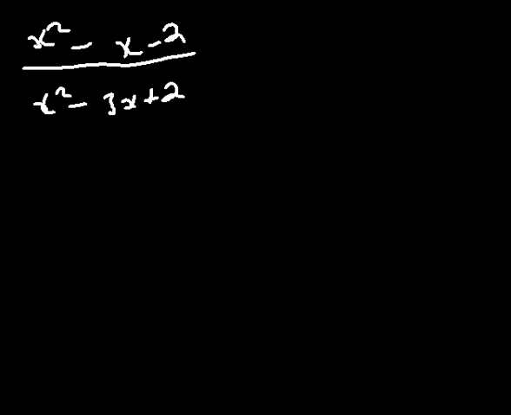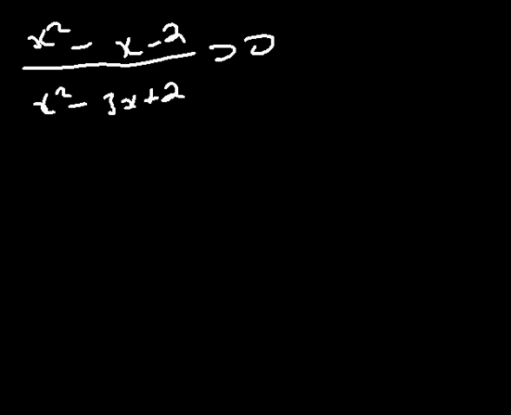What if we have this case? Let's say we have x squared minus x minus 2, divided by x squared minus 3x plus 2, which is greater than 0. So you can see that this is the quotient form of the polynomial function. So we have to solve for this one separately to have the critical values.